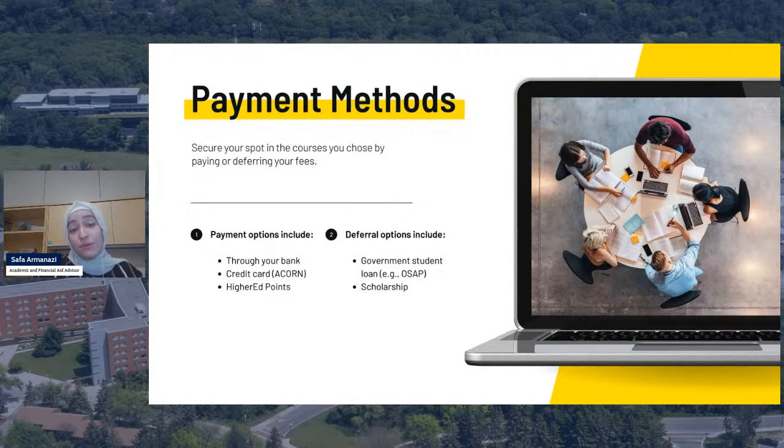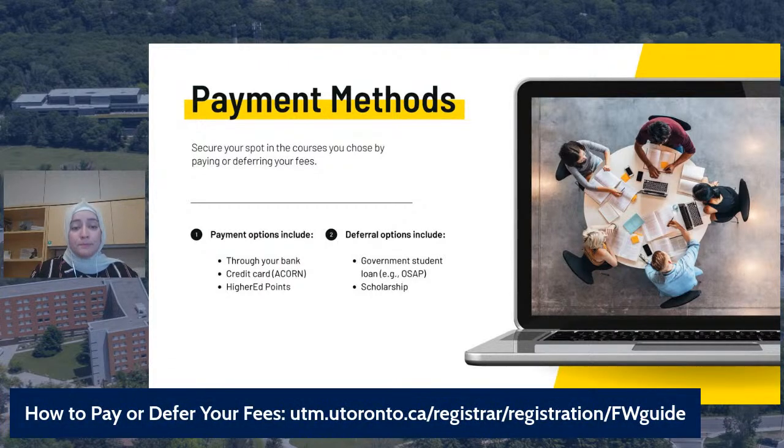You can also pay by credit card on Acorn or with Higher Ed Points. All that information is posted on the U of T Student Accounts website and in our registration guide. Our fall winter registration guide will provide information on how to make a payment.